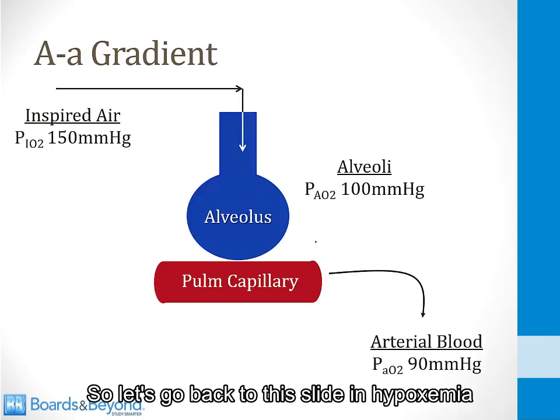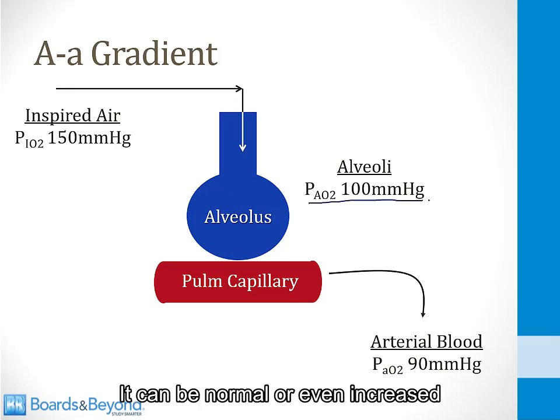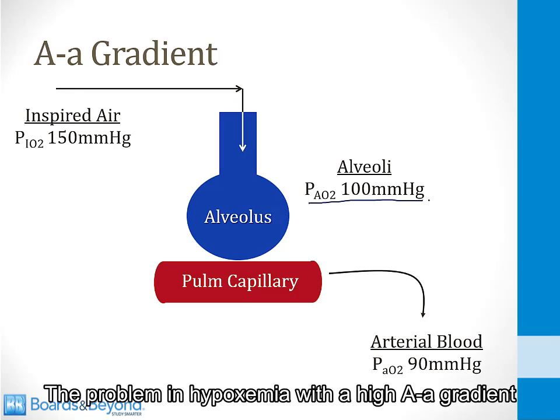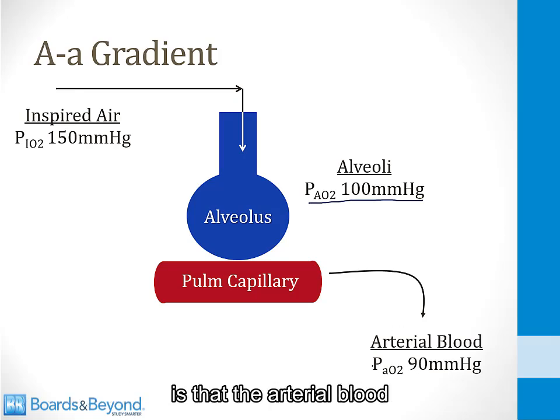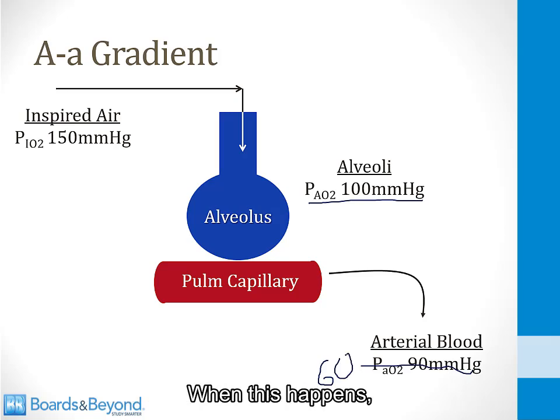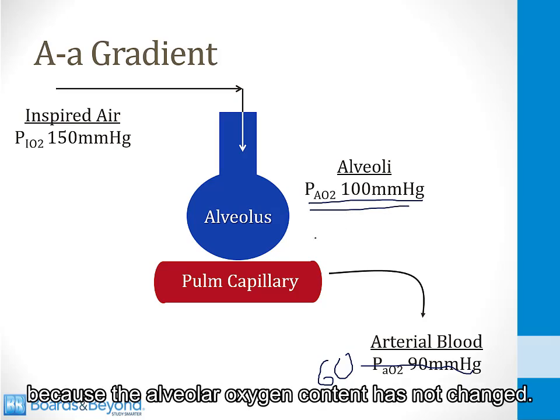So let's go back to this slide. In hypoxemia with an increased AA gradient, the alveolar O2 is not decreased. It can be normal or even increased in some situations when patients hyperventilate. The problem in hypoxemia with a high AA gradient is that the arterial blood develops a low oxygen content. So instead of 90, maybe it goes down to 60. When this happens, you're going to have hypoxemia, but the AA gradient is going to be increased because the alveolar oxygen content has not changed.